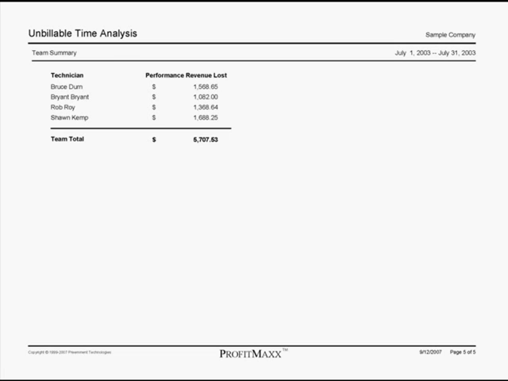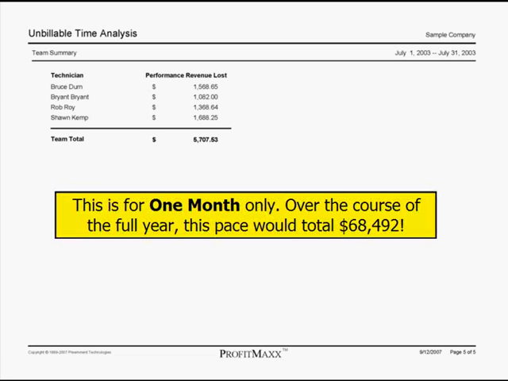So that brings us to the team summary. The last page of every report will always be a summary for the entire team. And again, if you remember, Bruce Dern's lost revenue was $1,568. Bryant's was $1,082. Rob's was $1,368, and Sean's was $1,688. That makes the total lost revenue for our team of $5,707. Now, again, remember that's just for the month of July.